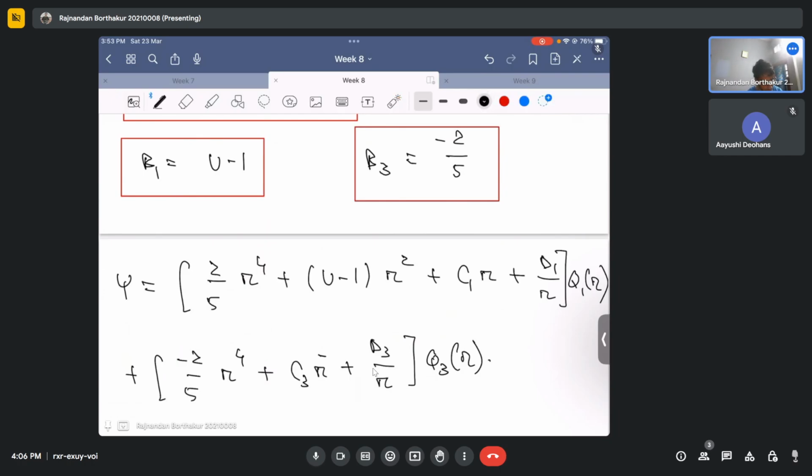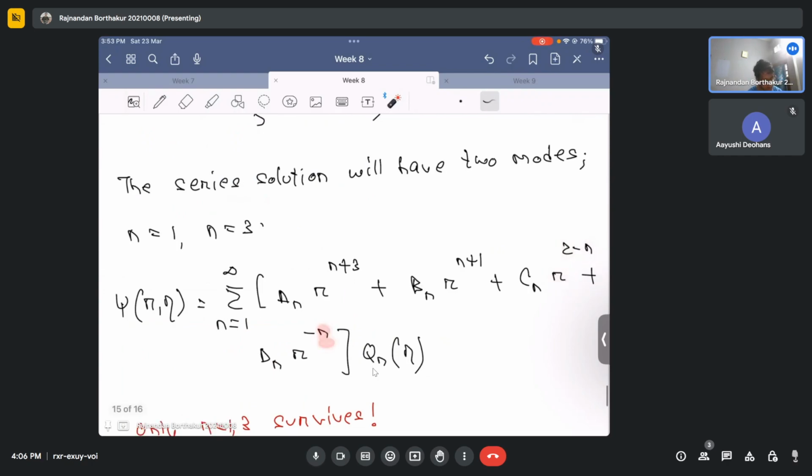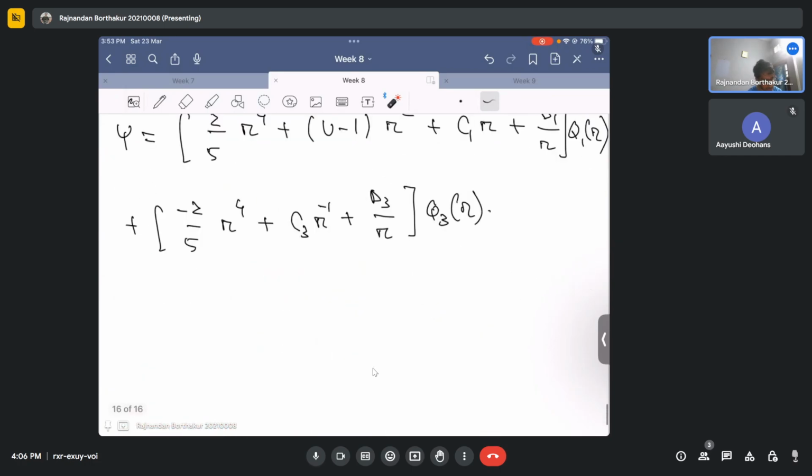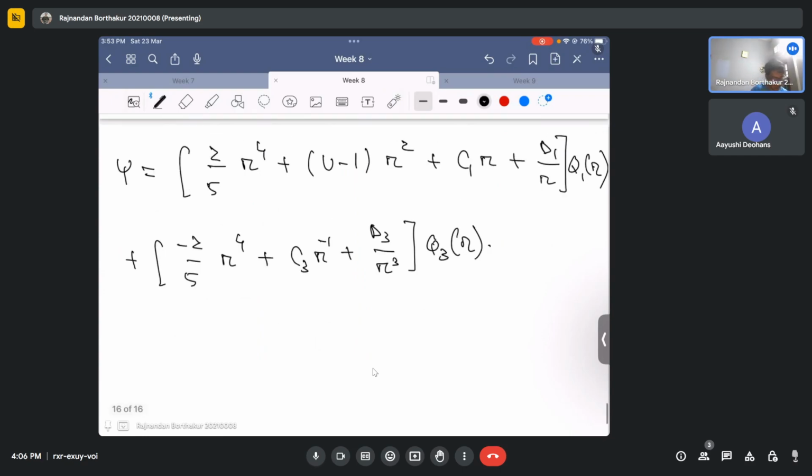This should be minus 1, I think, because for n equal to 3, this would be 2 minus 3, which means this is r power minus 1, and this would be just minus 3. So it is d3 times, yeah, I think this should be this. So I think this is correct, right? Can you just quickly check? I think this is, yes, fine.